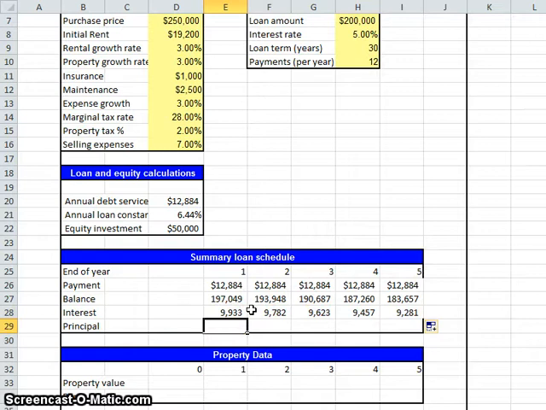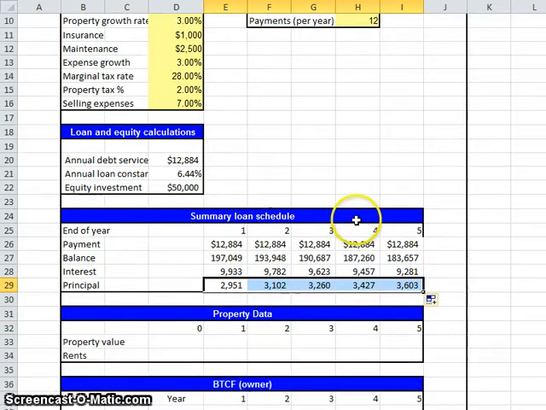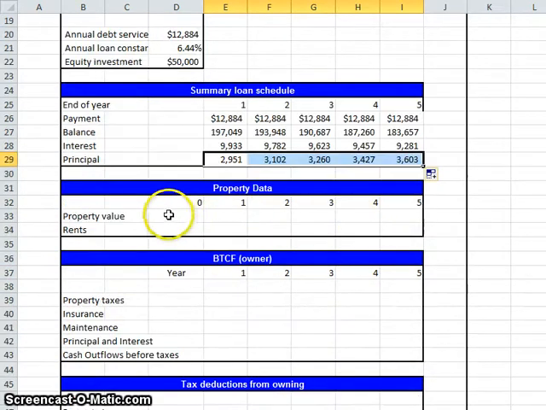And then our principal is just going to be our payment and then we're going to subtract from that our interest. $29.51. We should be able to copy that all over. So that gives us all of that data so far.